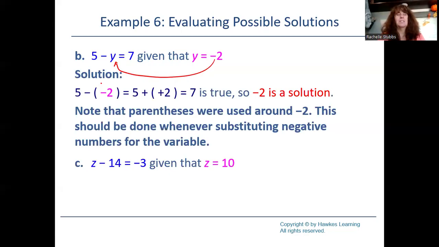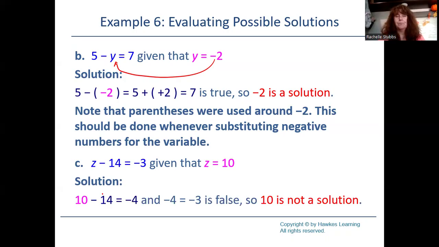Let's look at the z equals 10. Put it in there. Now, eventually, you guys are going to get where you don't have to rewrite the sentence into an addition sentence. And maybe some of you are already there. You already know how to handle adding and subtracting of integers. That's great. But until then, practice it that way. You'll be okay. So 10 is not a solution to this one. 10 minus 14 is a negative 4, and a negative 4 does not equal a negative 3. So in this case, you would say not a solution.